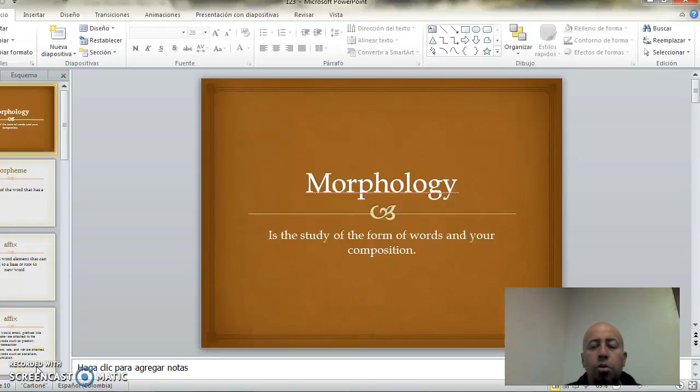Hello, today I'm going to share with you about morphology. Morphology is a branch of linguistics that is responsible for the study of the form of words and their composition.